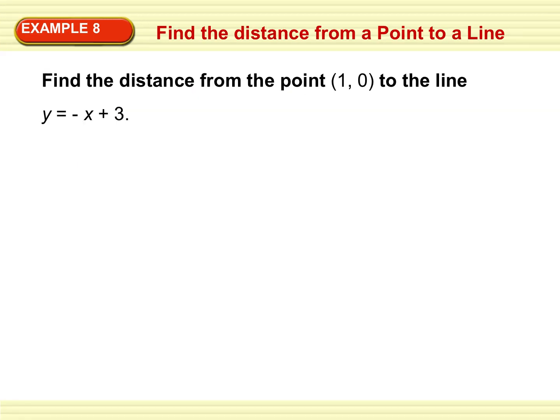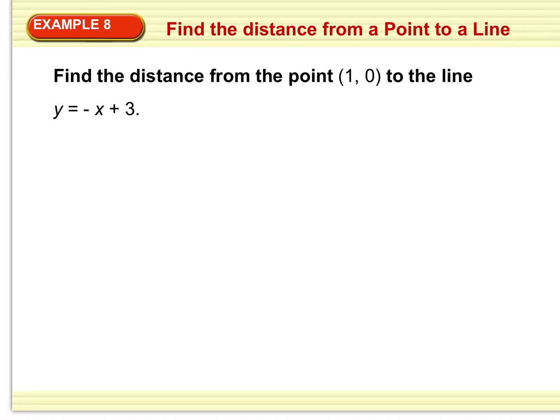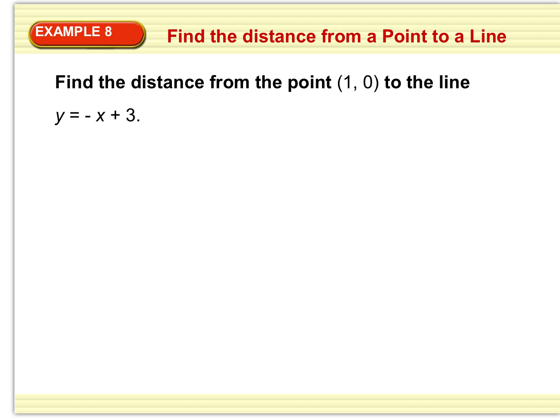And lastly, we're going to find the distance from the point (1, 0) to the line y equals negative x plus 3. Now here, this is going to be quite a challenge, right? So again, let me just draw this out for you a little bit. Obviously, I want to give you a visual. So here's our x-axis. Here's our y-axis, rather. Notice the equation of this line. Let me draw it.